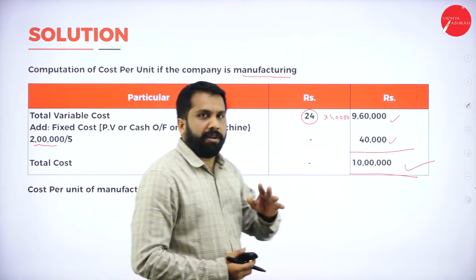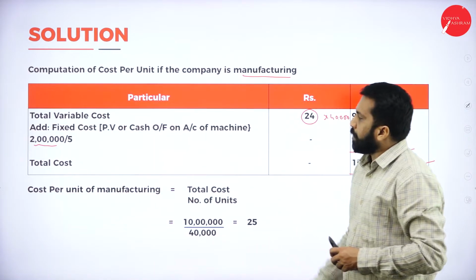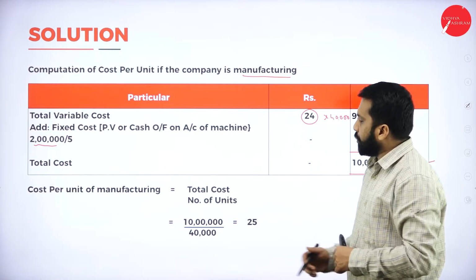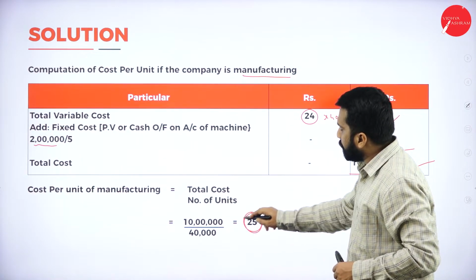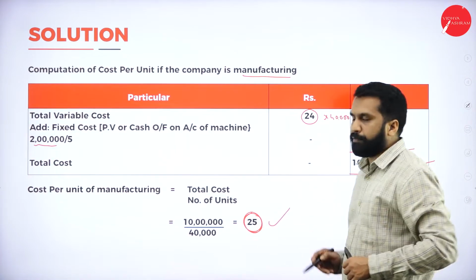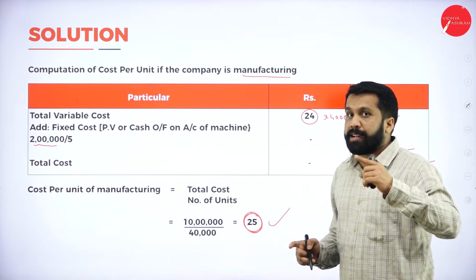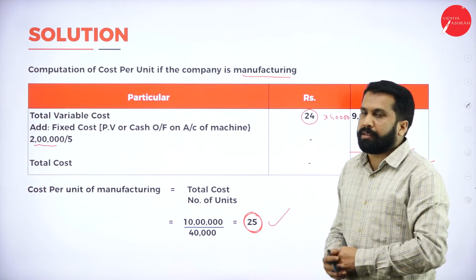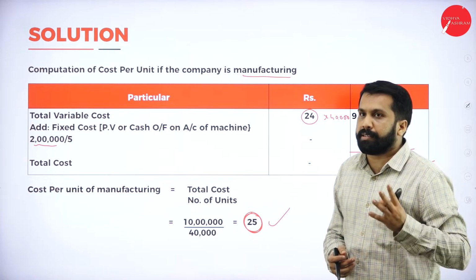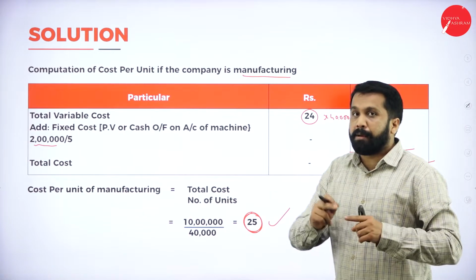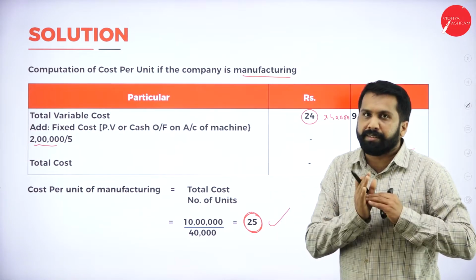10 lakh. Now, you have 10 lakh. Cost per unit manufactured: 10 lakh divided by 40,000. The cost per unit is 25. The same thing you have done in management accounting, the same thing you have done in your advanced cost. Similar thing only I have done, but the next step changes a little.